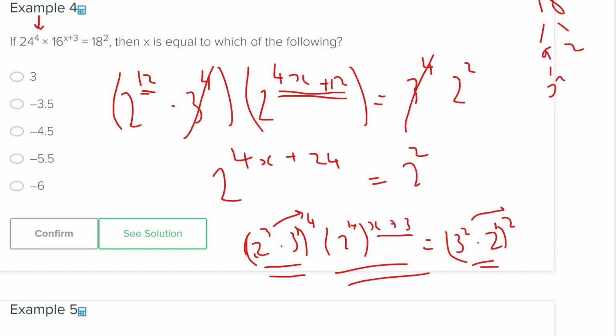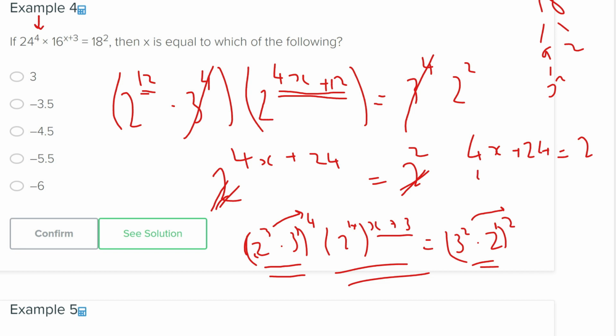Okay, we're almost at the final step. Notice how we have this equation with 2 to the power of 4x plus 24 and 2 to the power of 2. We can simply cancel out the base numbers. We cancel out the 2's and we just compare the powers. So we now know that 4x plus 24 must equal 2. A lot of students hesitate at that step for some reason, but that's exactly what we do. We've essentially cancelled out the base numbers and just are left with an equation involving the powers. 4x plus 24 equals 2.